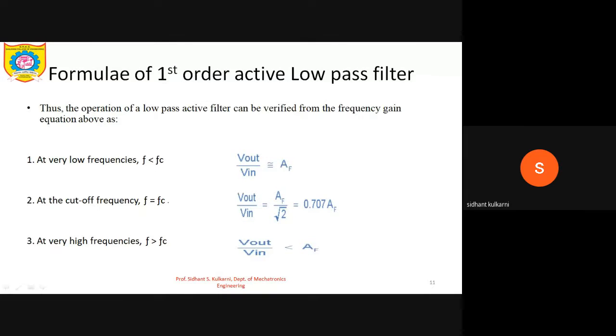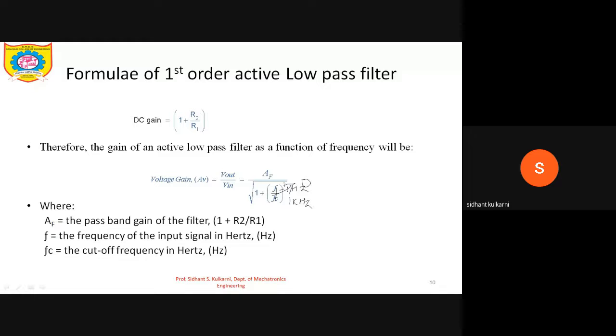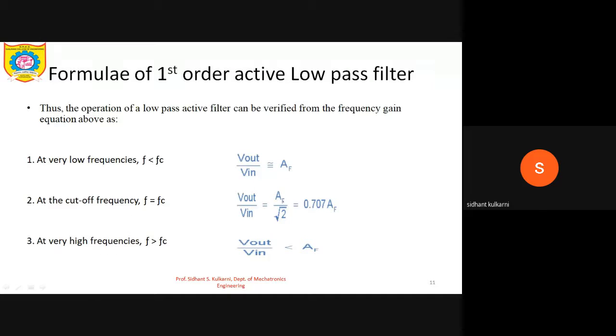At cutoff frequency, if you put F equal to FC, this will become 1. So it becomes square root of 1 plus 1, that is square root of 2. AF divided by root 2, and 1 upon root 2 is 0.707. So the gain will reduce to AF upon root 2, that is 0.707 AF.